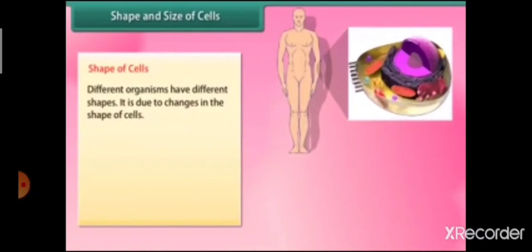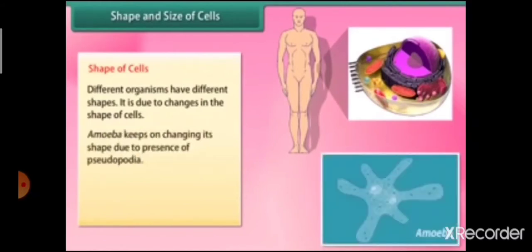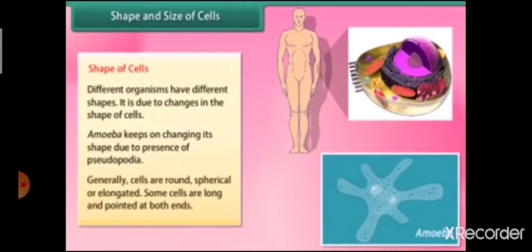Shape and size of the cell. There are many shapes of the cell. It is due to changes in the shape of the cell that we have different organisms. Amoeba keeps on changing its shape due to the presence of pseudopodia. Cells are round, spherical or elongated. Some cells are long and pointed at both the ends.